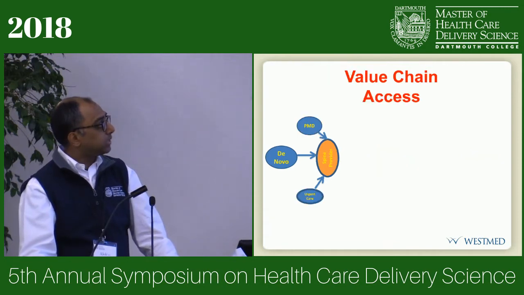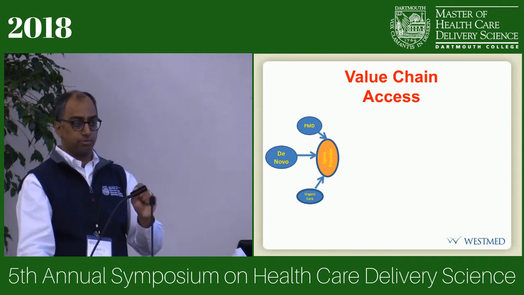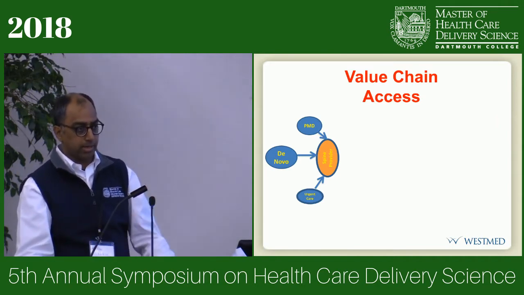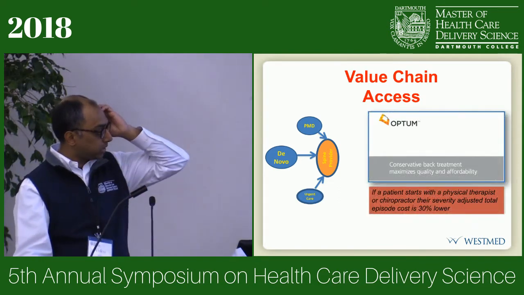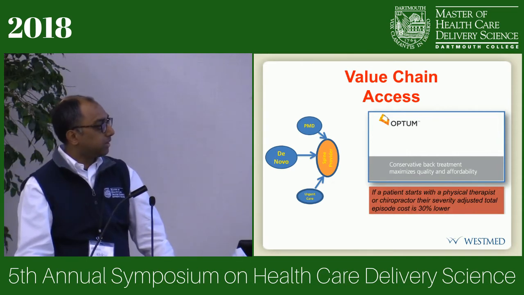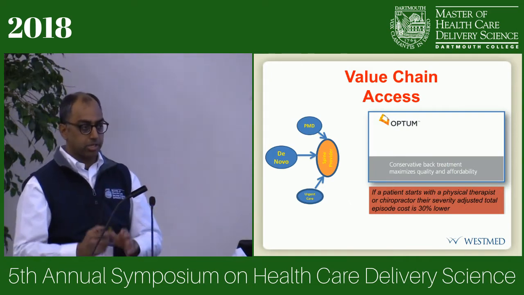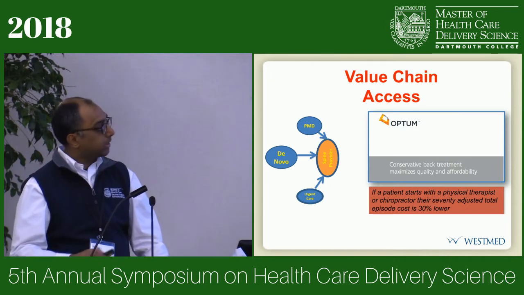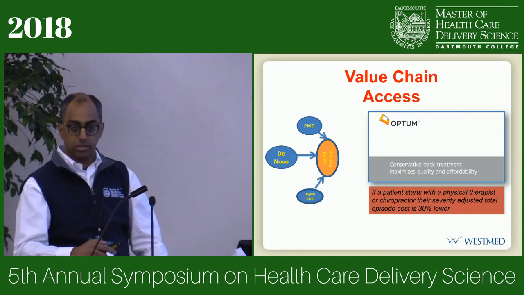And to get there, I wanted to just talk about this. Who you start with first makes all the difference, I think, in spine care on multiple different levels. But Optum actually did this really wonderful study where they showed that if a patient starts with a physical therapist or chiropractor, their severity adjusted total episode cost is 30% lower. So beyond just the clinical implications of it, there's tremendous economic implications. That's why we knew that concentrating on this first step is so critical. Everything else will follow from there. And that's why we put a lot of time into just trying to figure out what this first step was going to be.